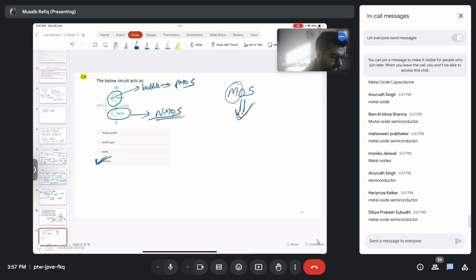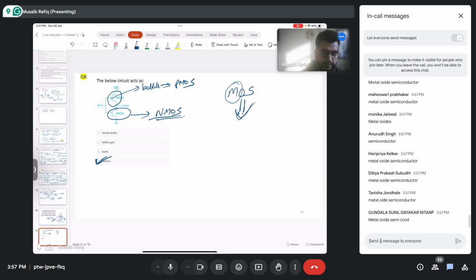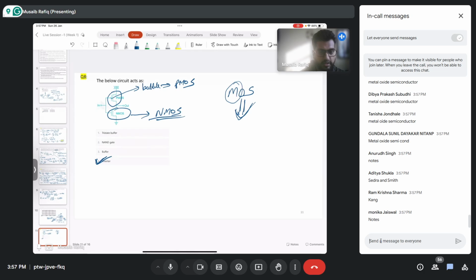Anything else? Which book are you referring to? Anyone in the chat box? Are you referring to any books or simply the lecture notes only? One of the students has said that the notes, definitely you should follow them. Professor Sudhir Gupta has really taught it well. First the lecture notes, followed by the book from Rabaey. That is the best book out there, so you should refer to that.